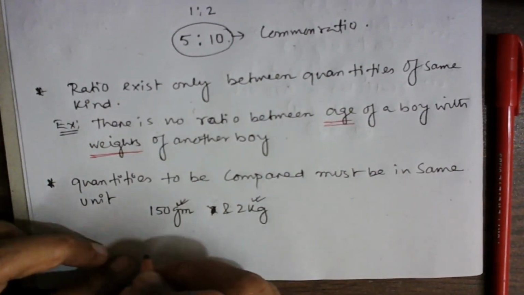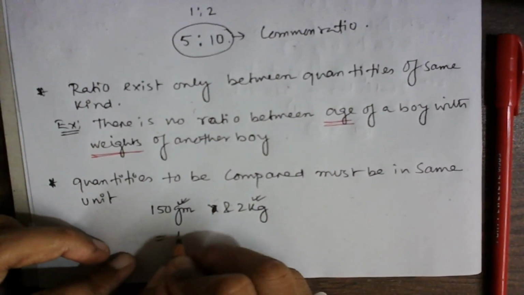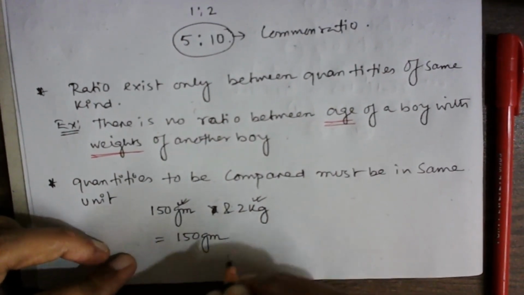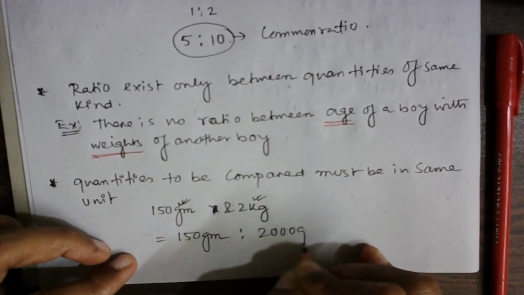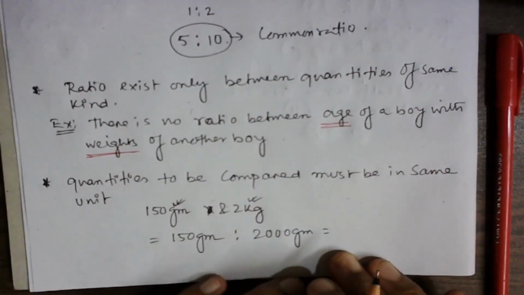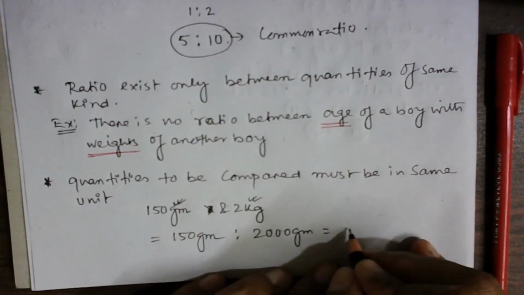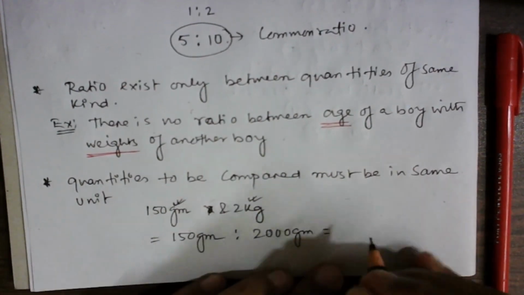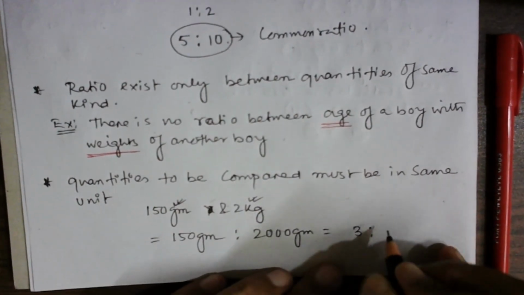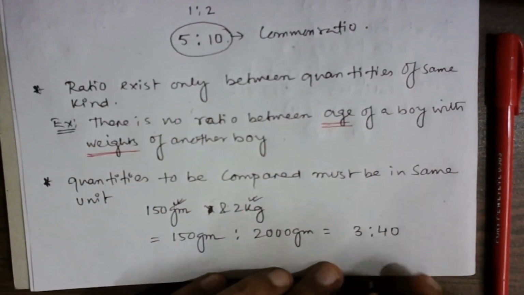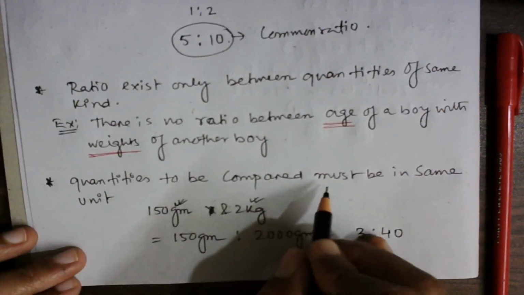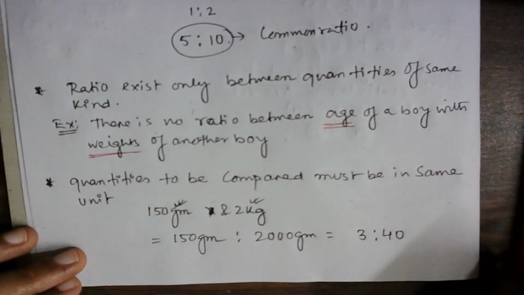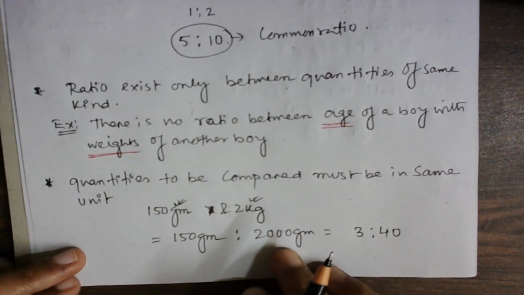So the first thing we do is take 150 gram and convert the kg into 2000 gram. Then we can easily analyze and have the ratio. If I do it in 50s, 50 into 3 is 150, 50 into 40 is 2000. So the ratio becomes 3:40. So remember, quantities to be compared must be in the same unit. Same unit होने चाहिए. ठीक है? That is the thing.